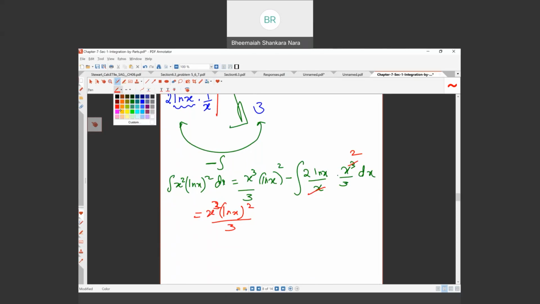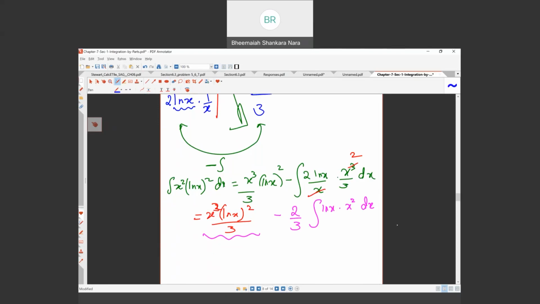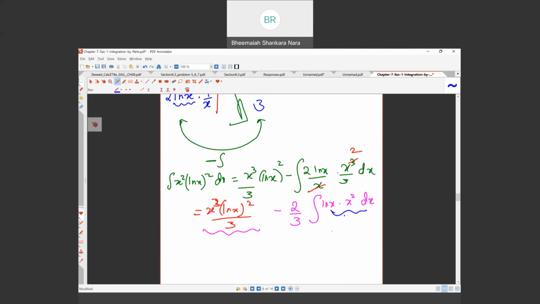Don't do anything with our first term. Let's simplify our second term. 2/3 goes outside, with the constant of integration, and we have the integral of ln x times x squared dx. Now again, if you observe carefully, it's a product of two functions, and you have to choose integration by parts again to integrate this function. So let's do that.